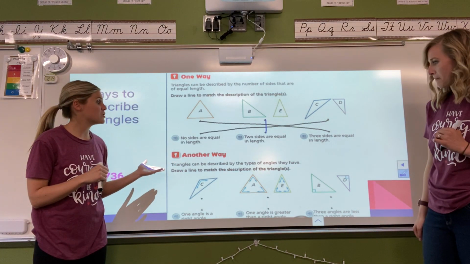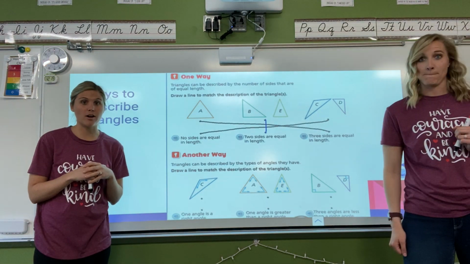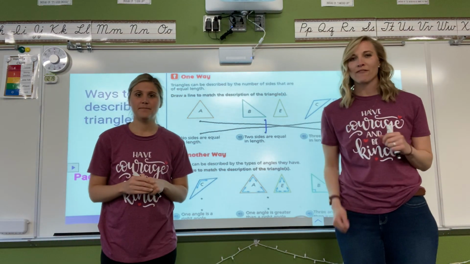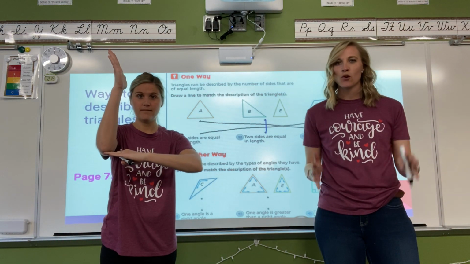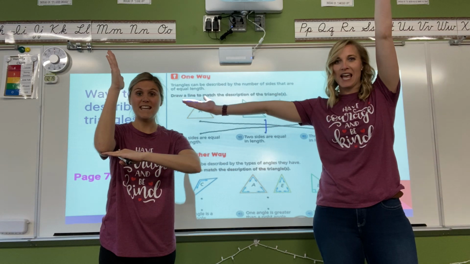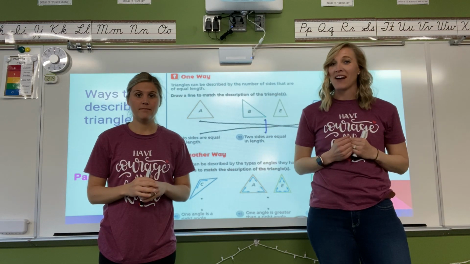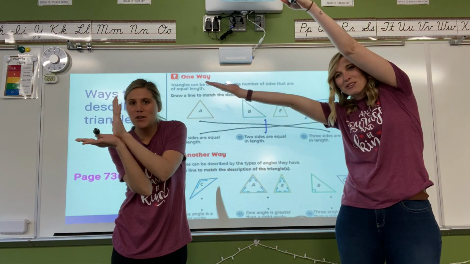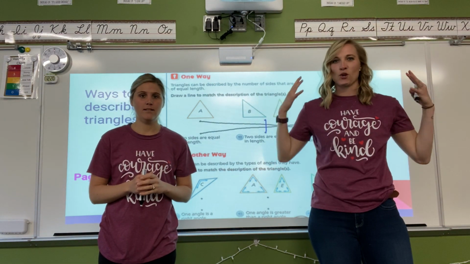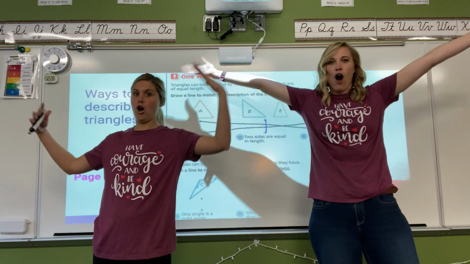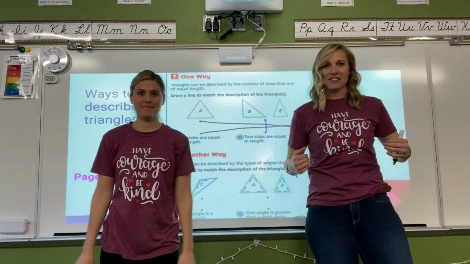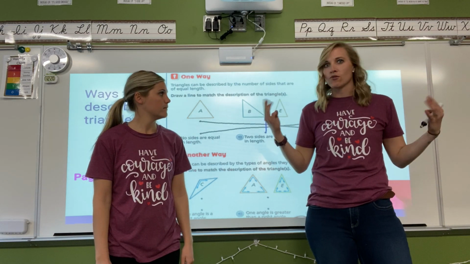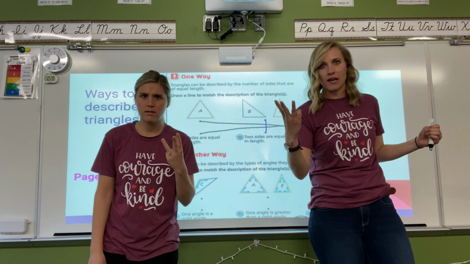Another way can be described by their angles. Now remember our three angles that we talked about. Should we review them? Let's do it. Okay. So if we have a perfect angle, we have a right angle. If we have a small angle, we have an acute angle. And if there's a really big one, we call it obtuse angles. Okay, so we need to remember all three of those. Triangles have three sides and three angles.